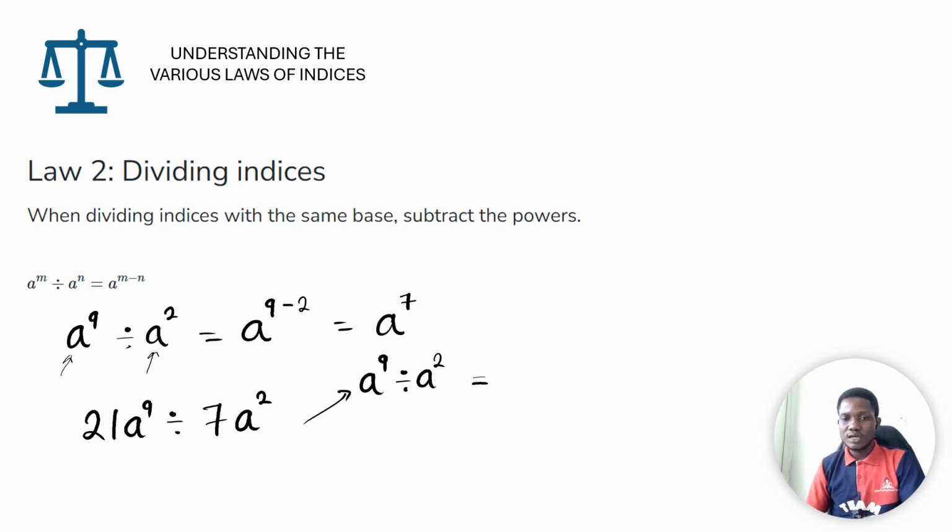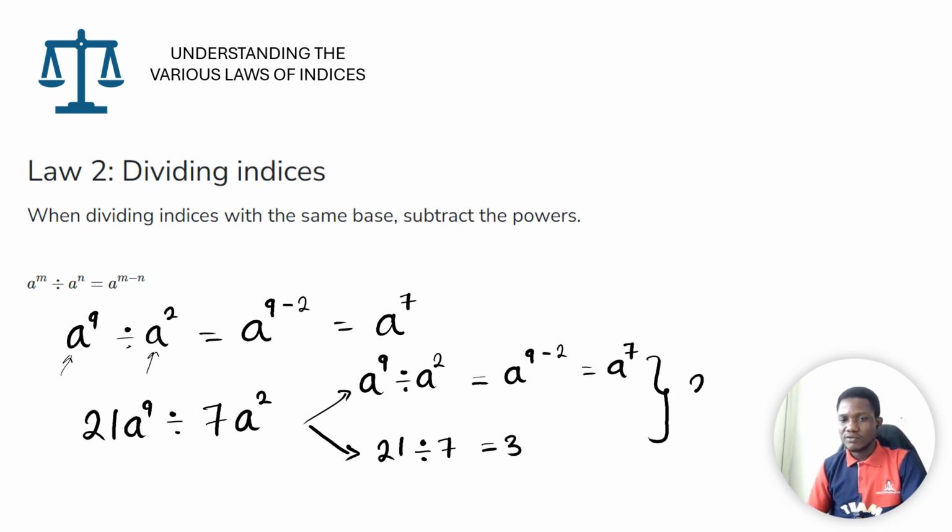by the rule of indices, the law of division, all you need to do is take one of the base numbers if they are equal or the same, and then do a subtraction of the index, which gives you a to the power of 7. Now the second step would be to focus on the coefficients on these indices. We have 21 divided by 7, which gives you 3. So bringing these two together, we have 3a to the power of 7 as our final answer.